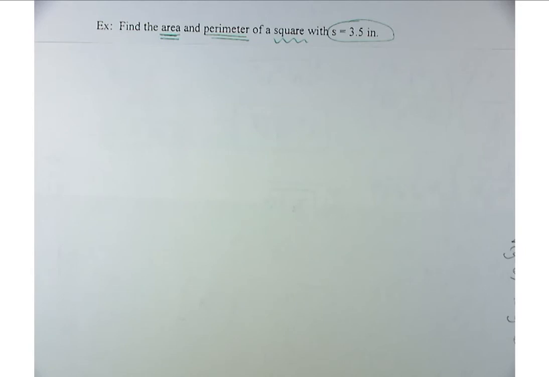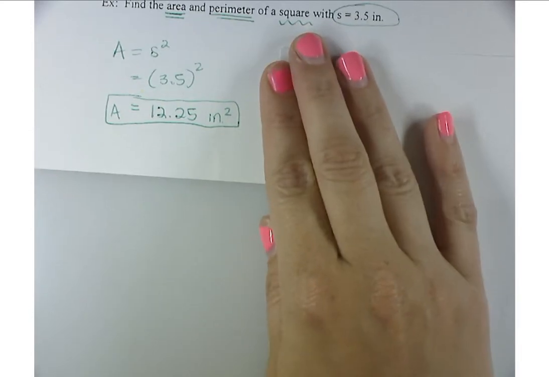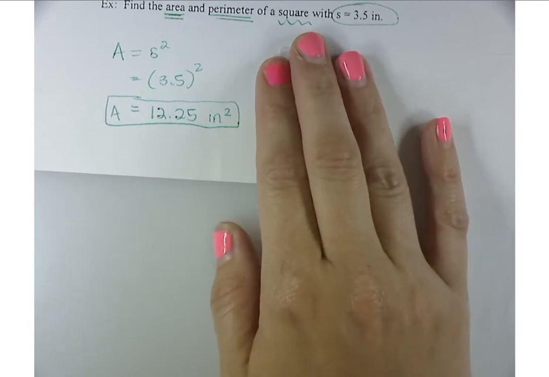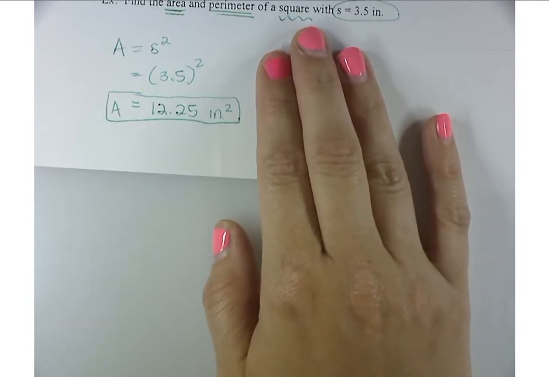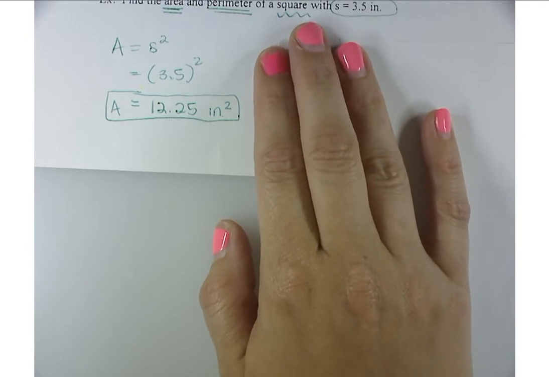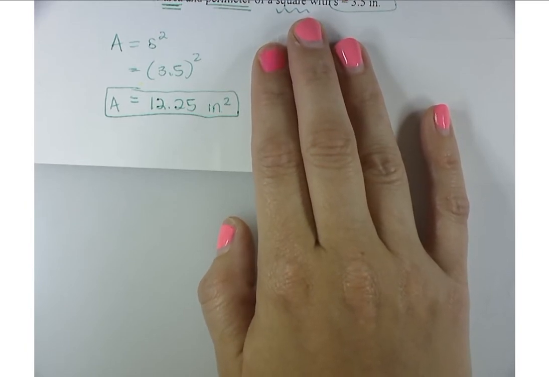Bree, what did you and your partner get for the area? We got 12.25. Okay, yeah, good. 12.25 inches squared. Do you guys agree with them? Yes. Okay, so 12.25 inches squared. So you take 3.5, you square it, or 3.5 times 3.5, and then don't forget your units. So your units are going to be inches squared.